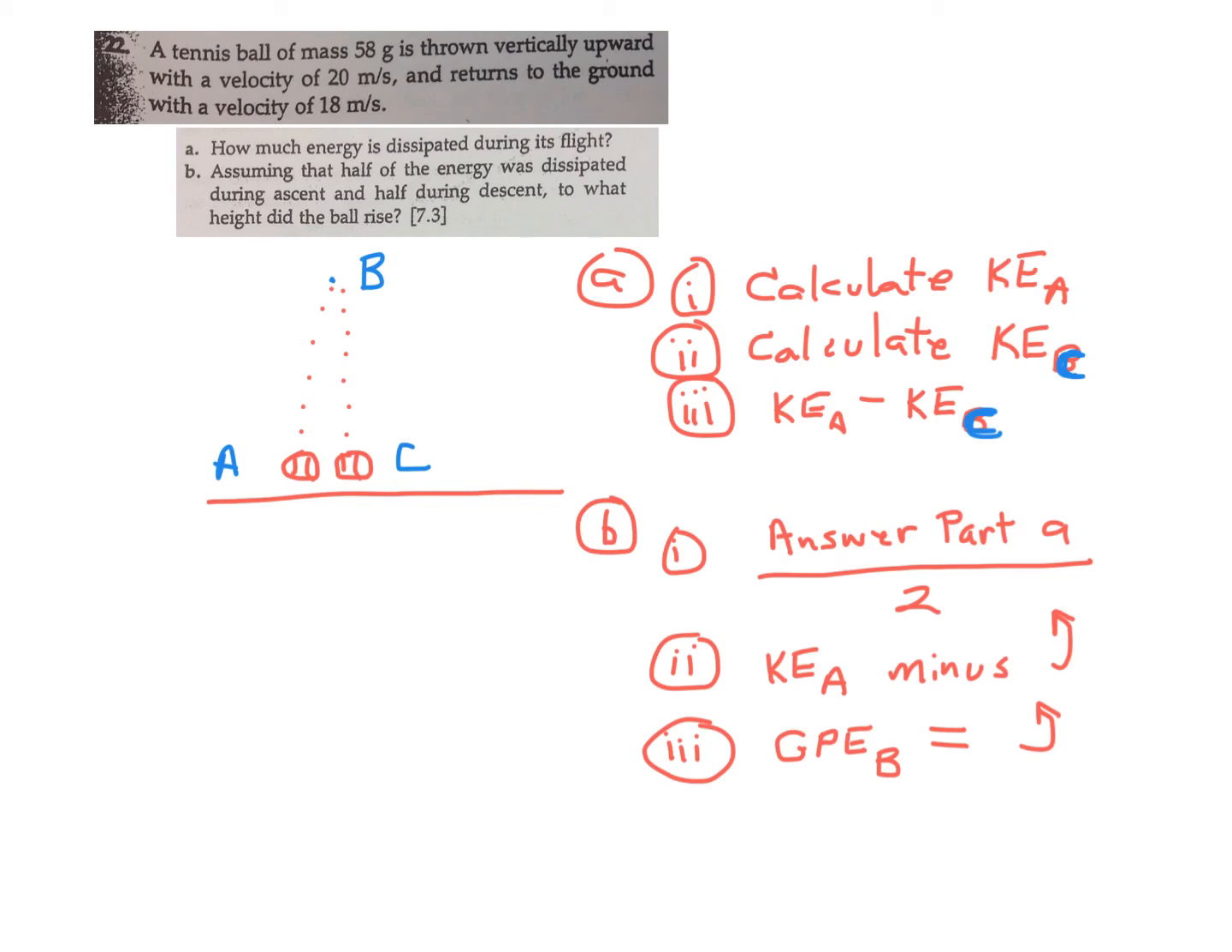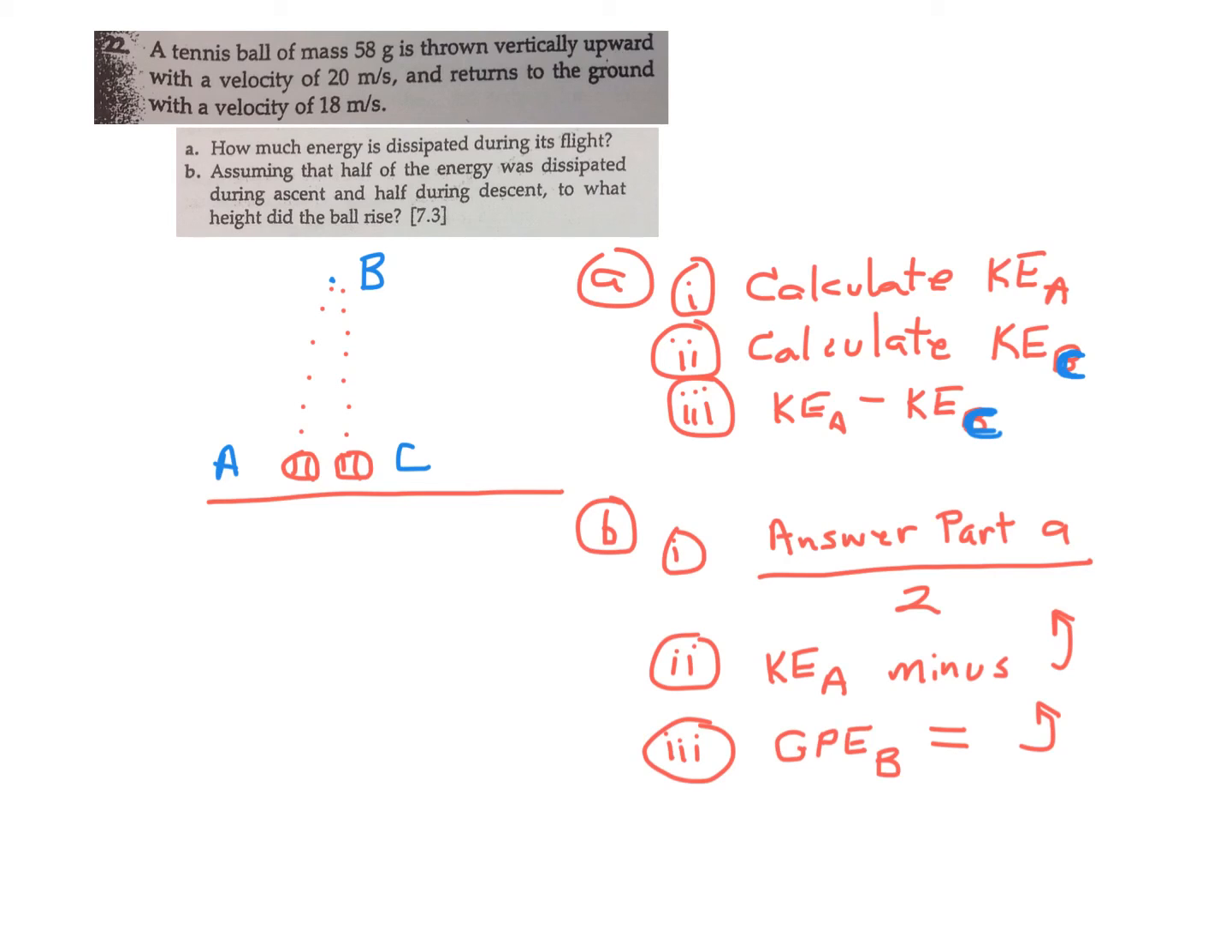Well, that means, it says in part B, you're losing half the energy on the way up and half on the way down. So if you've lost 12 joules of energy round trip, that means, say you lost 6 joules on the way up. So basically, that's what I'm doing for my first step in part B, taking my answer, dividing by 2 to get the amount of energy lost on the way up. And if I look back at my kinetic energy at point A and subtract that amount of energy, that gives me the amount of energy at point B.